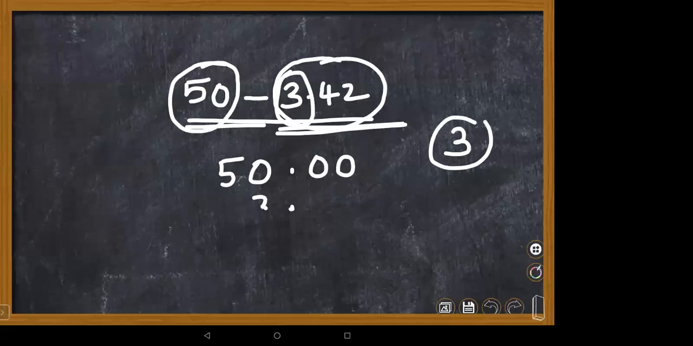You need to write here. Why should we not write here? You should not write there. That's the unit's place. Now in the tens and hundreds place, what do you have, children?